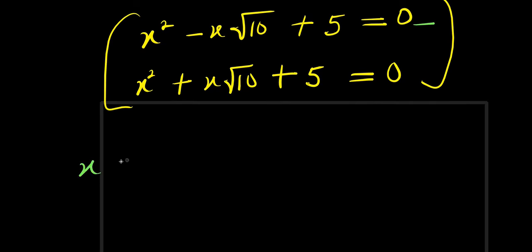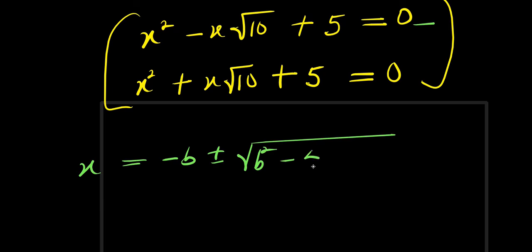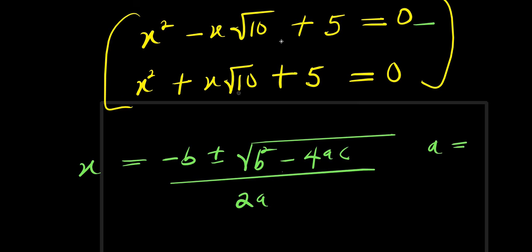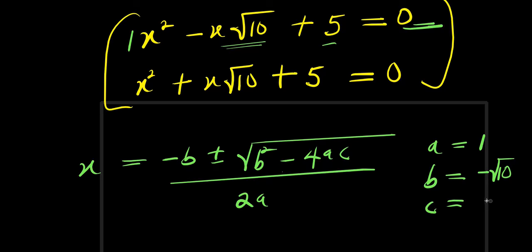We saw, using the formula method, x equals negative b plus or minus the square root of b squared minus 4ac, all divided by 2a. So right now, I can find out my a. In this first equation, my a is 1, which is the coefficient of x squared. My b is negative root 10, which is the coefficient of x, and my c is the constant, that is 5. So let's insert them right here.